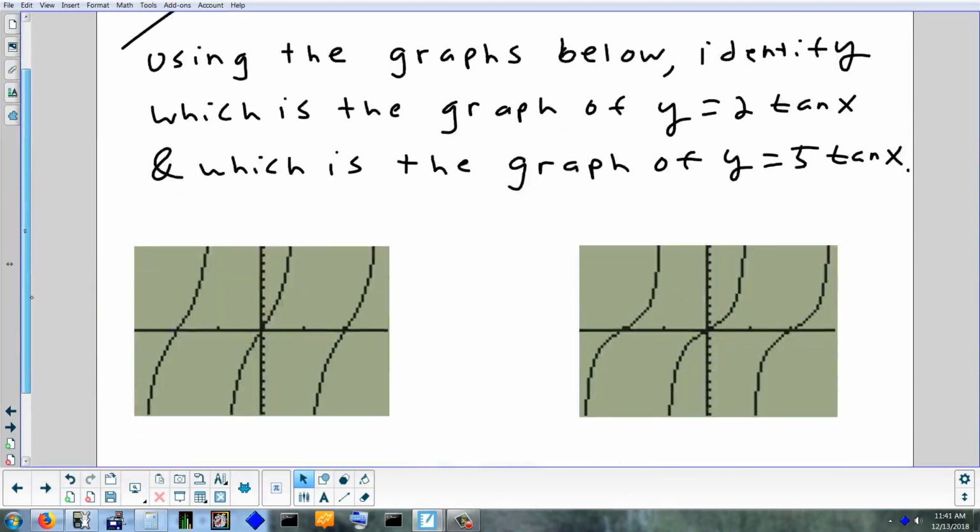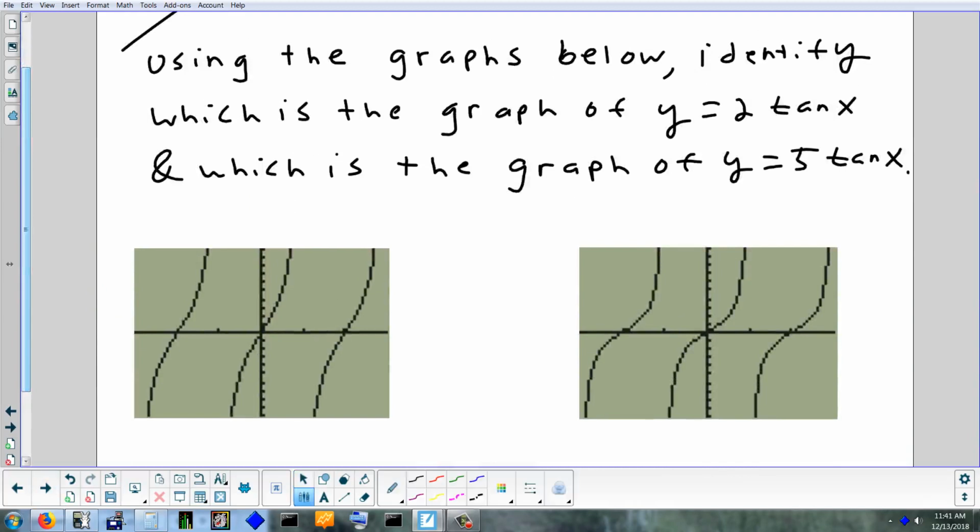Hey, how about this one? This one just says to identify which is the graph of 2 tangent x and 5 tangent x. You can assume that the windows are the same in both, because if I change the window, that would change how it looks anyway. The windows are exactly the same. So what are the 2 and the 5 doing? What kind of transformation? Chris?